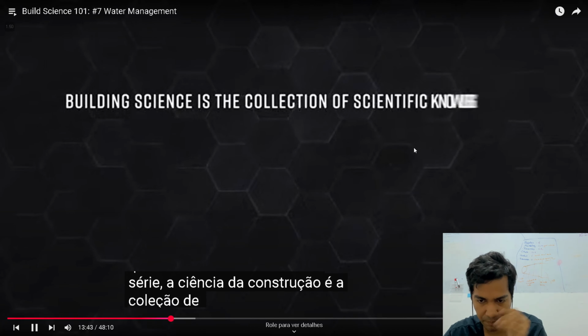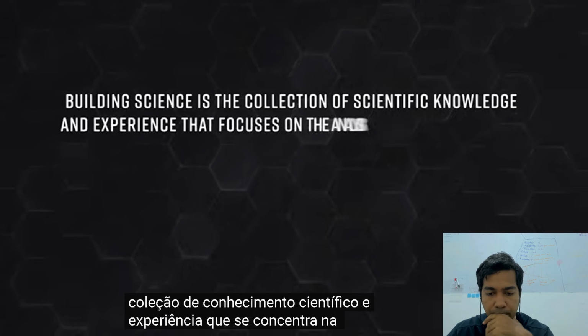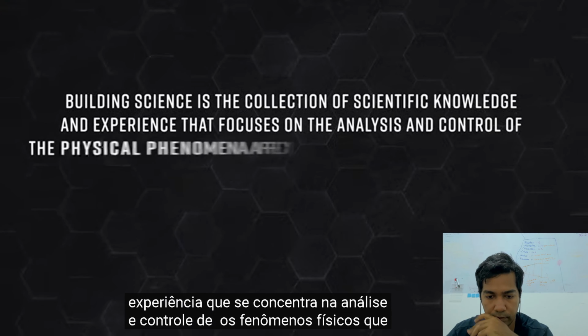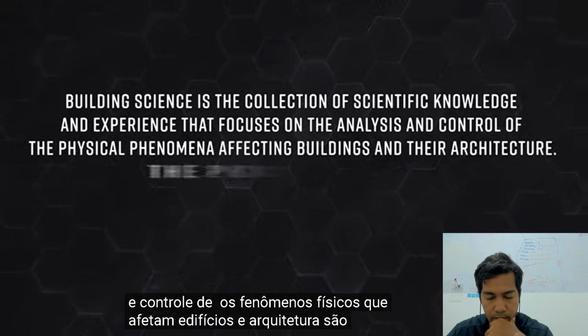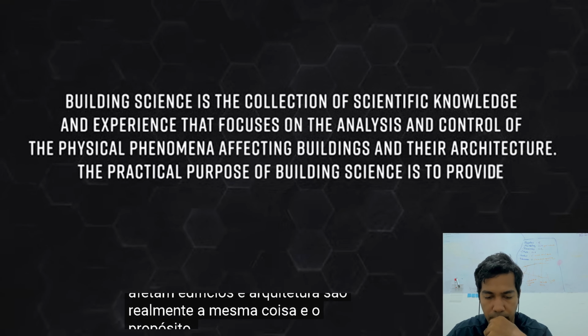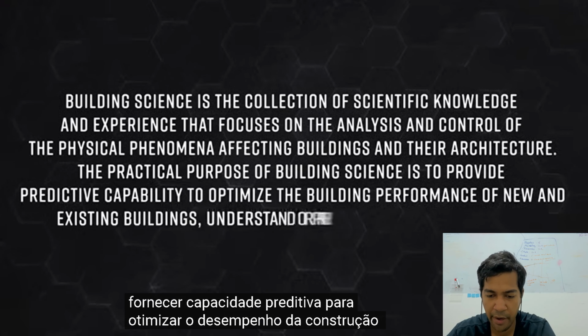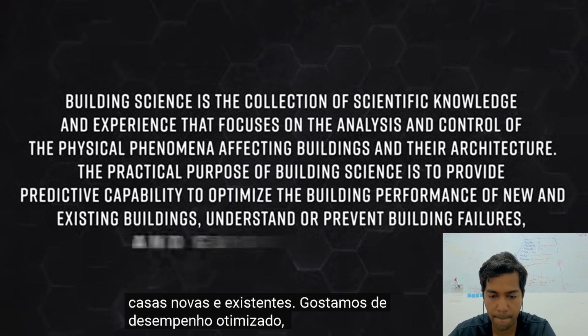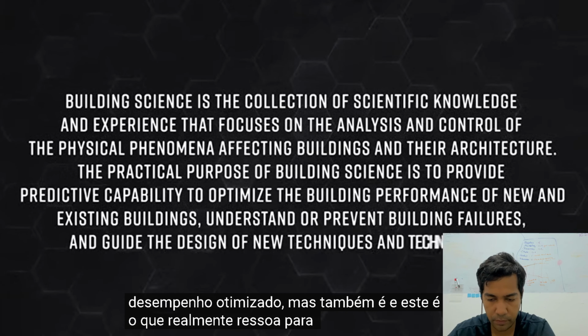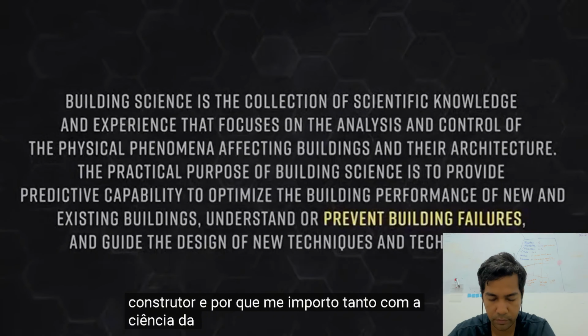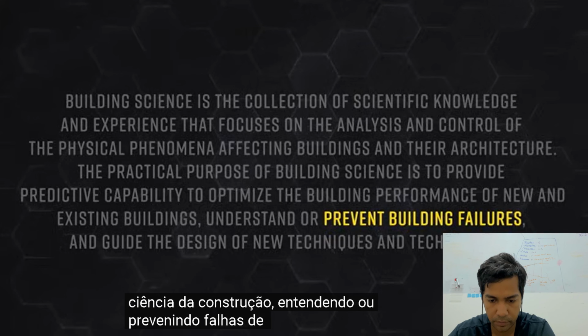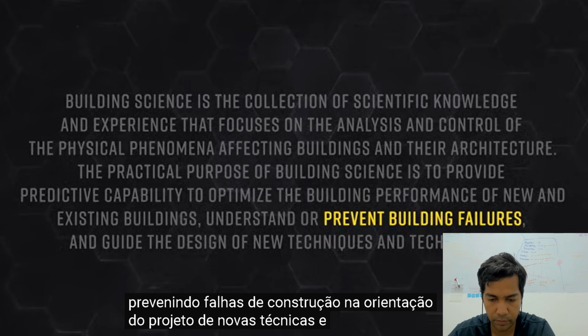Building science is the collection of scientific knowledge and experience that focuses on the analysis and control of the physical phenomena affecting buildings and architecture, really the same thing. And the practical purpose of building science is to provide predictive capability to optimize the building performance of new and existing homes. We like optimized performance, but it's also, and this is the one that really resonates for me as a builder and why I care so much about building science, understanding or preventing building failures and guiding the design of new techniques and technologies.